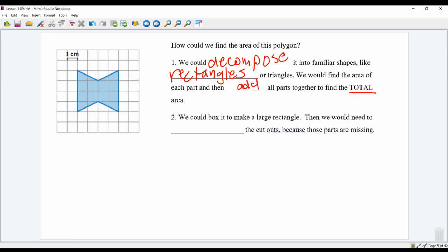Okay, don't recommend this way for this picture. Check it out. That's a triangle, that's a triangle. So I've got 1, 2, 3, 4 triangles plus a rectangle. 4 triangles plus rectangle.